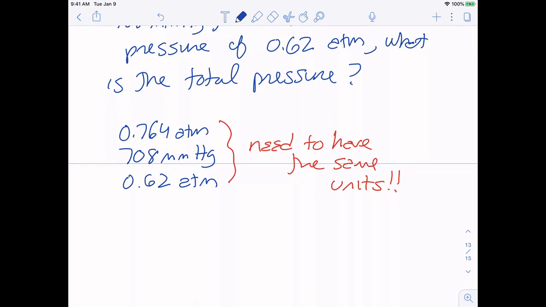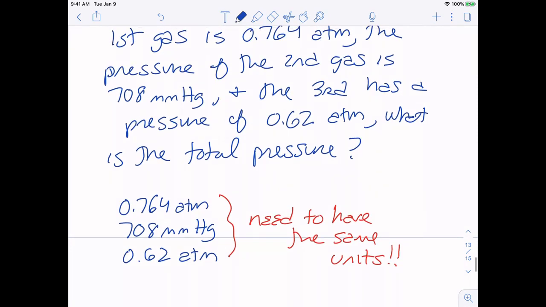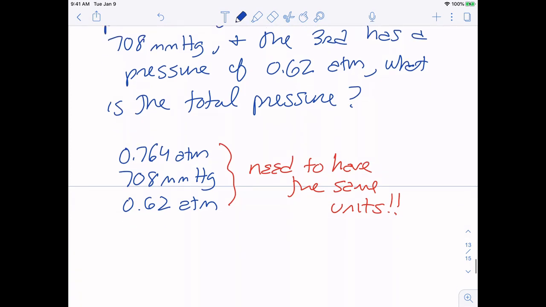I didn't specify in the problem what I wanted our answer to be in. I could have said to have it in millimeters of mercury or kilopascals even, but I didn't. Because I didn't, we can do whatever we want. So since I have 2 of them in atmospheres and 1 in millimeters of mercury, I'm going to convert the 1 to atmospheres instead of doing 2 conversions. So I do know that there's 760 millimeters of mercury for every 1 atmosphere. And that would be provided. You don't need to memorize that number.